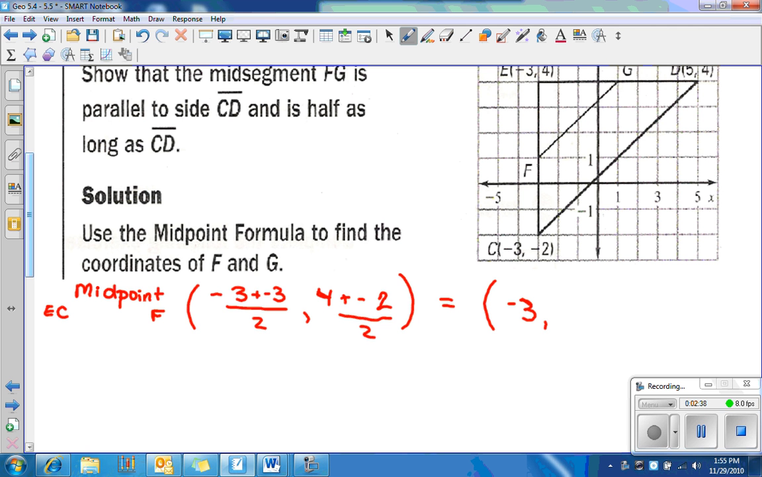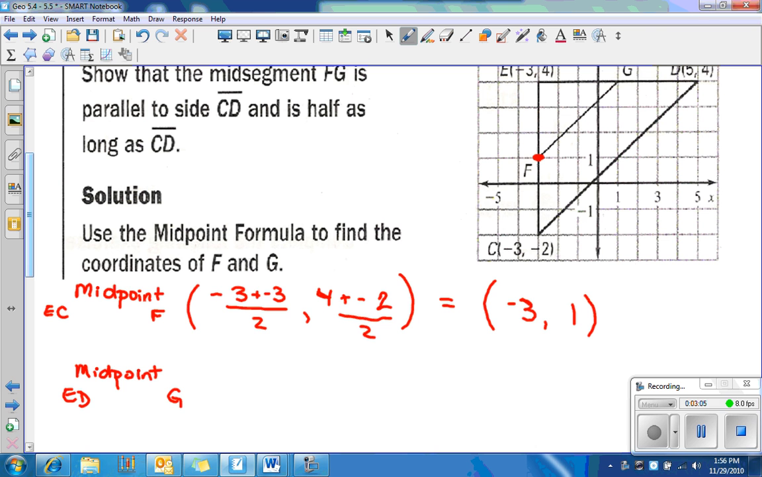And the next one is 4 plus -2. That's a 2 divided by 2, which is a +1. So point F should be located at -3, 1. And it is, by our picture, but not always is it there. And I would do the same thing to find the midpoint of ED. And we're going to call it G.